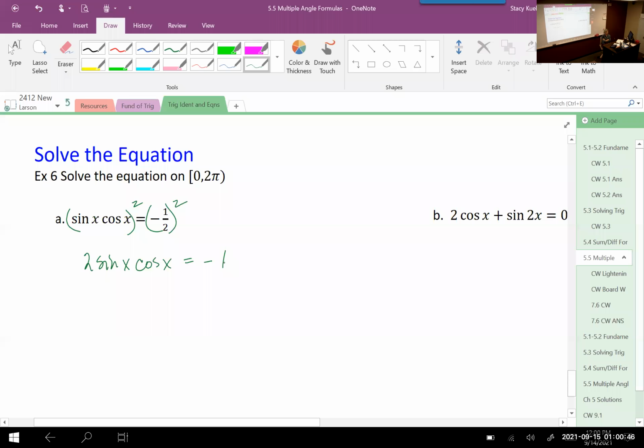Now what would I do? The left side would be sine 2x, not just a double. So what you're wanting to do is take 2 sine x cosine x, and I want you to keep going with this. Equal to -1.